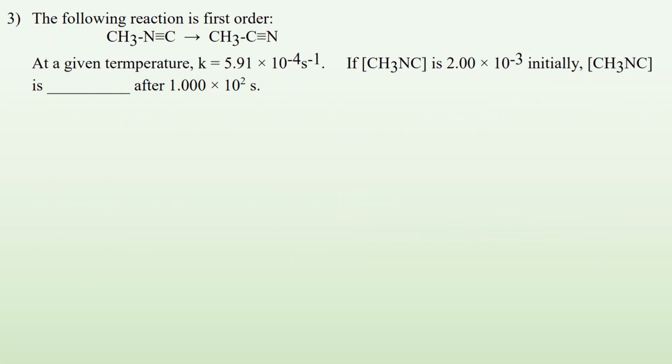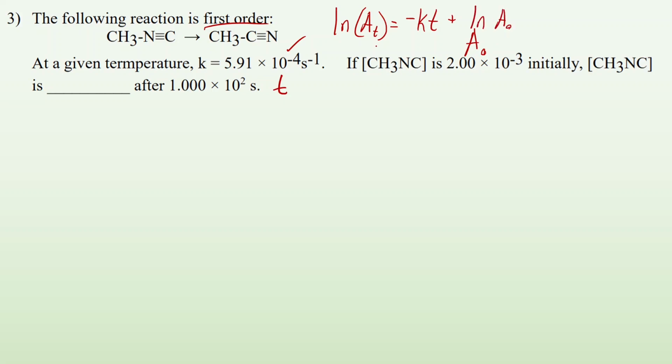Number three, the following reaction is first order. At a given temperature, k is this number. If the concentration of the reactant is 2.0 times 10 to the minus 3 initially, what is it after 1.00 times 10 to the 2 seconds? All right, so we have a time. We have an amount that we started with, and they also gave us the k. For a first order reaction, the equation is the natural log of the amount at some time equals negative kt plus the natural log of the starting amount.